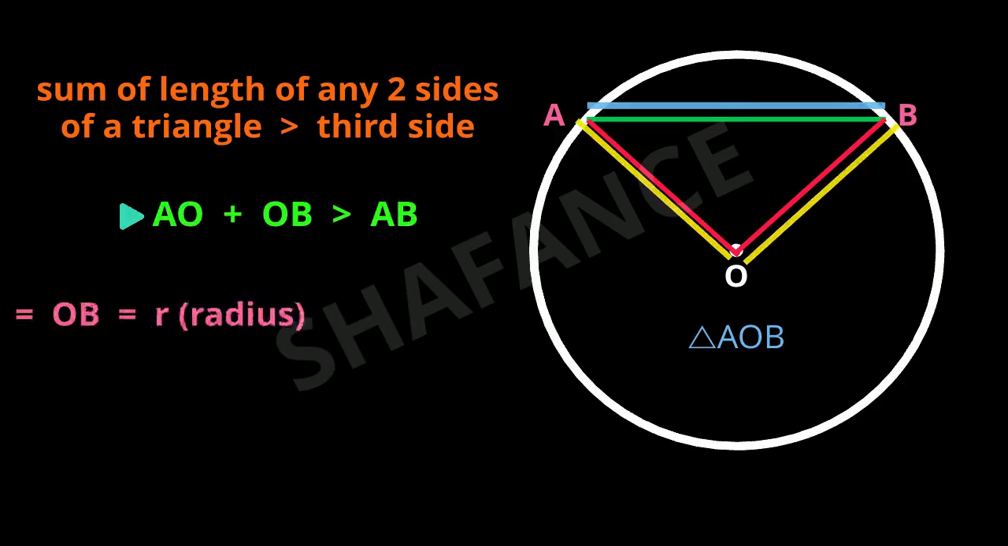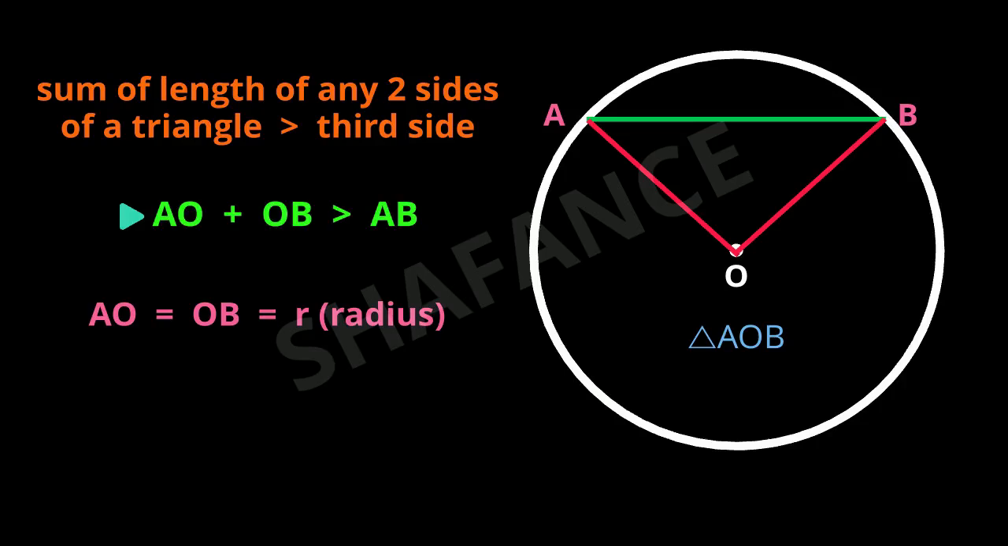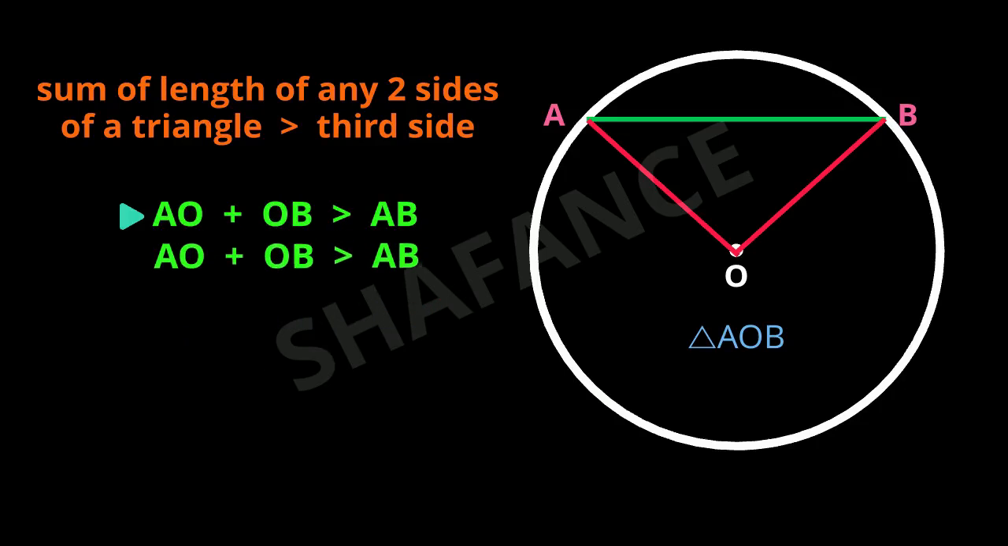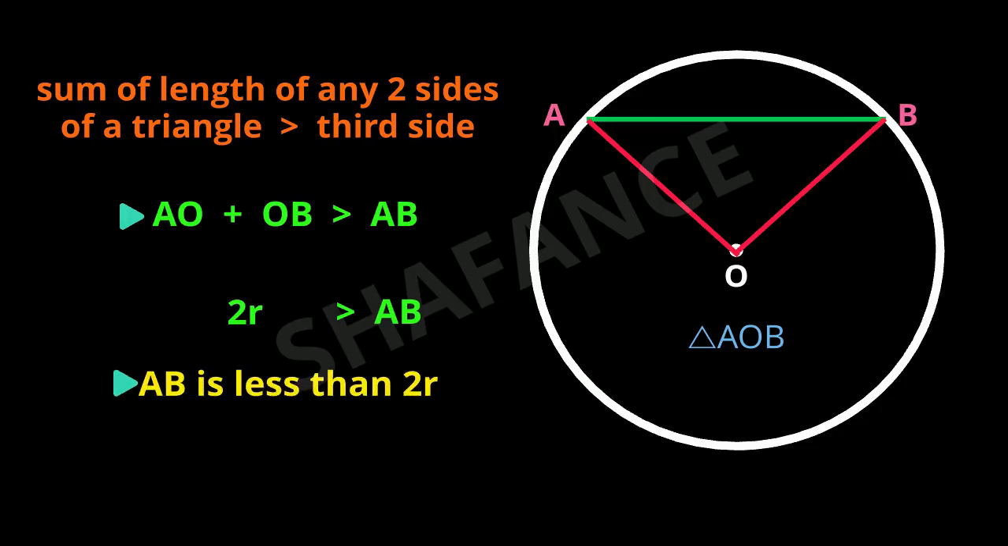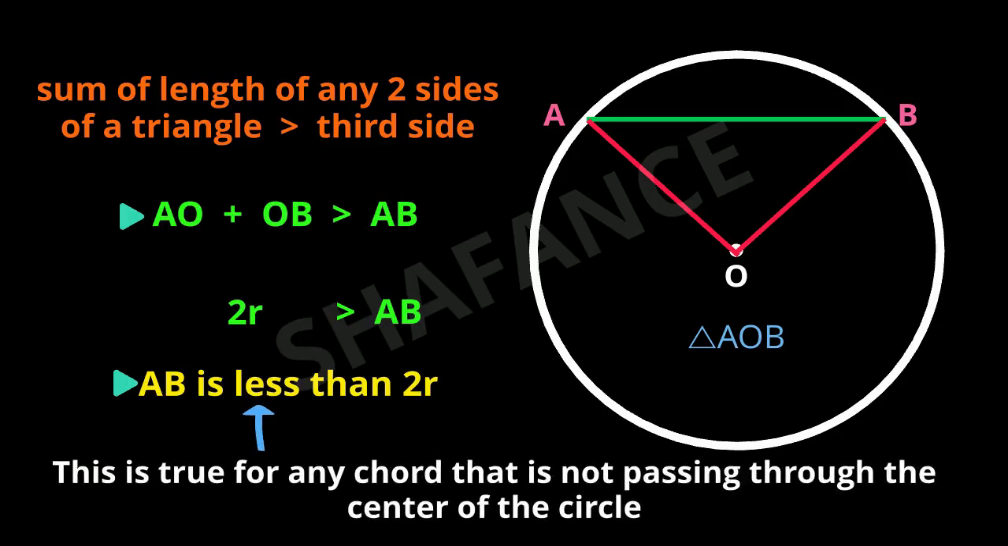Now we already know that AO is equal to OB is equal to small r, that is, the radius of the circle. So from this, we get AB is less than 2r, that is, the length of the chord AB which does not pass through the center of the circle is less than twice the radius. This is true for any chord that is not passing through the center of the circle.